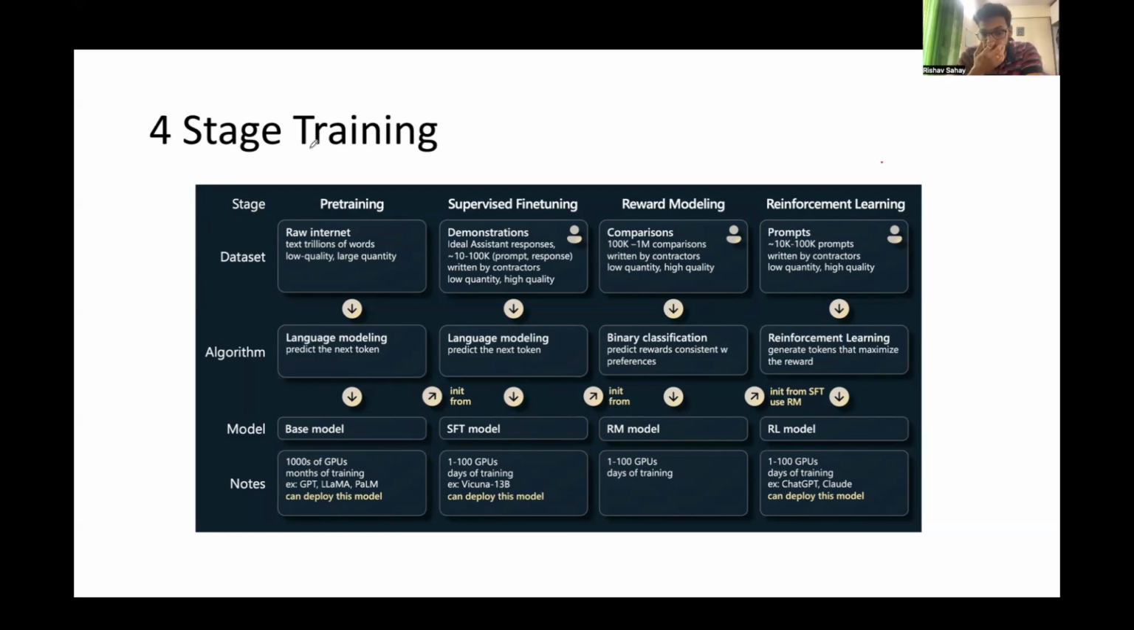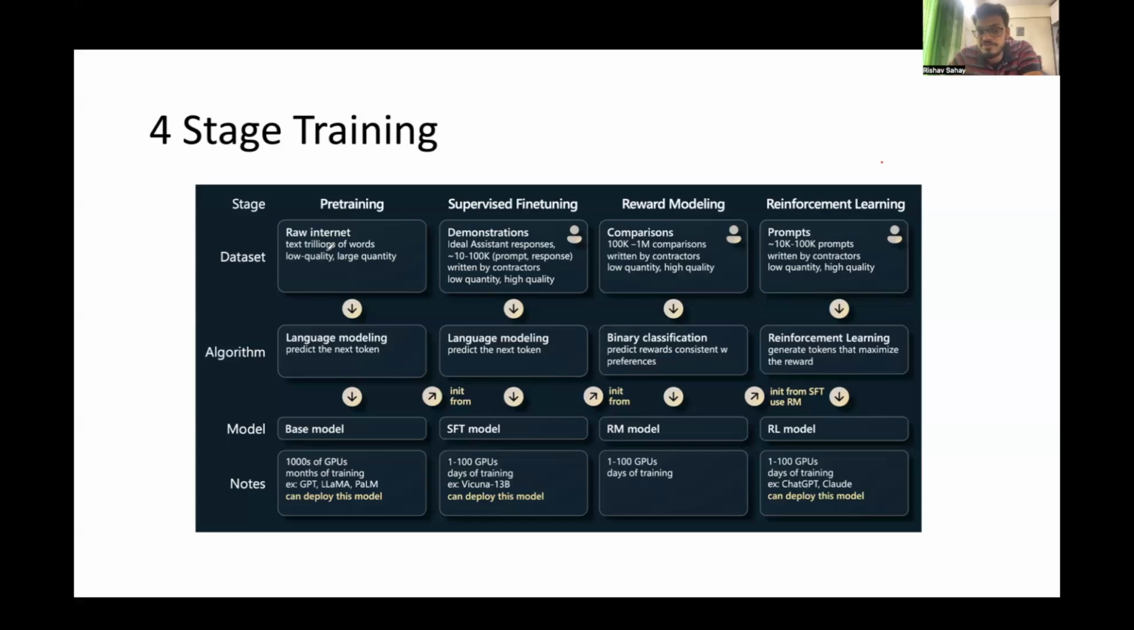Next is the supervised fine-tuning. Here, we collect ideal assistant responses, which are typically very carefully curated by humans. The sanity of the dataset is paramount here. Around 10 to 100K prompt-to-response pairs are written by contractors, and they have to be of high quality. The task and the algorithm remain the same, that of language modeling, which is to predict the next token given the prompt. This is not as expensive as the pre-training phase because the data size is smaller here, and Vicuna actually just stops at supervised fine-tuning.